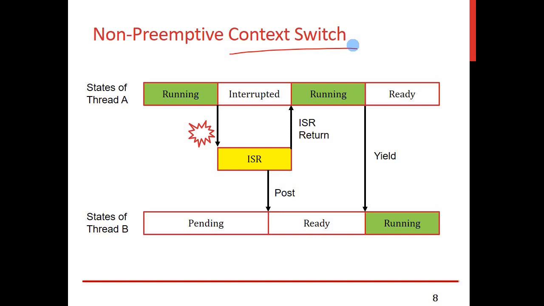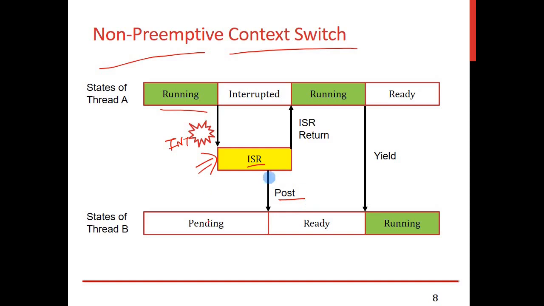Now let's look at the situation which is non-preemptive. Both task A and task B are in the system, and currently task A is running. While task A is running, an interrupt is triggered. The interrupt is captured by the system, and once you capture the interrupt, you jump to the ISR. In the ISR, we are doing a post.